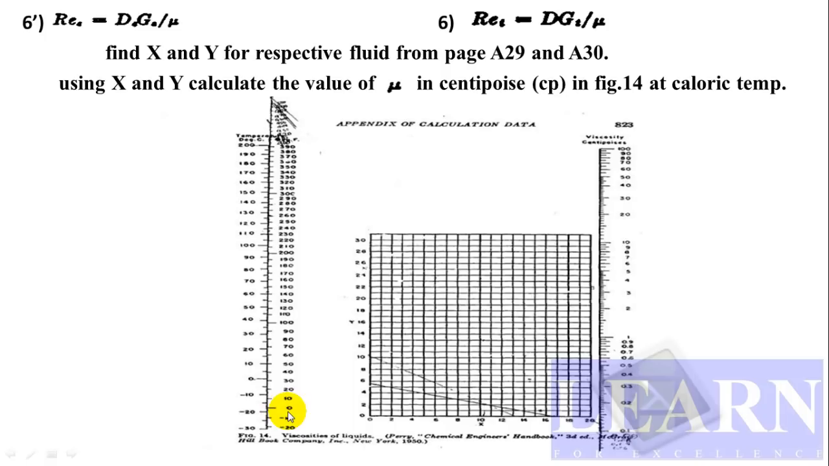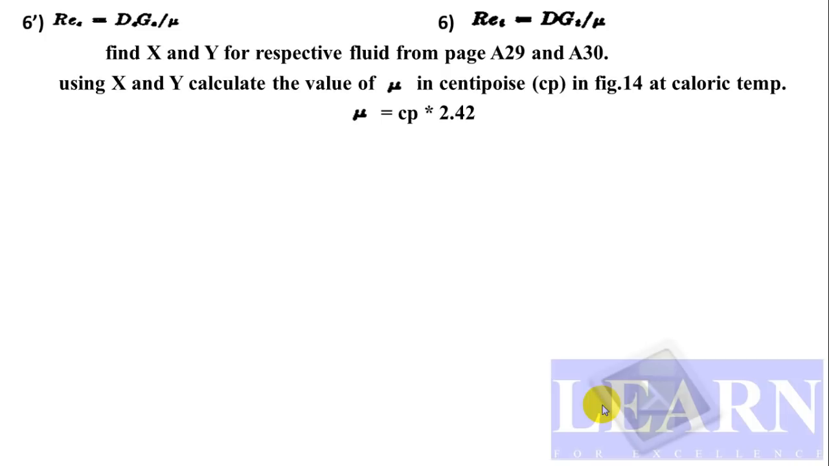Look here, we'll know the X and Y values from page 829 and 830. Look at this X and look at this Y. We'll get some intersection point. Let us assume the intersection point is over here and the caloric temperature in Fahrenheit is given as 200. We'll connect this point and that, and produce the line to get the value of mu in centipoise. After finding mu in centipoise, we need to multiply with 2.42. Clear? After finding the value of mu, we'll know the value of GS.